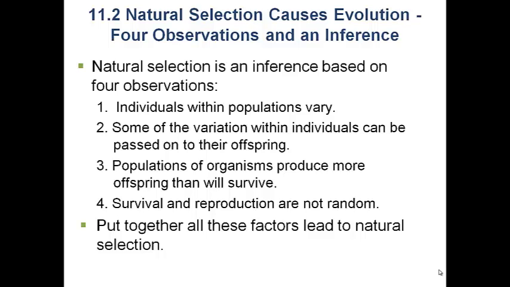In Chapter 11, we want to spend some time talking about natural selection. Natural selection is oftentimes considered the mechanism that causes evolution to occur, the mechanism by which evolution occurs. Natural selection occurs because populations in the natural world have four different properties that are listed on our slide.